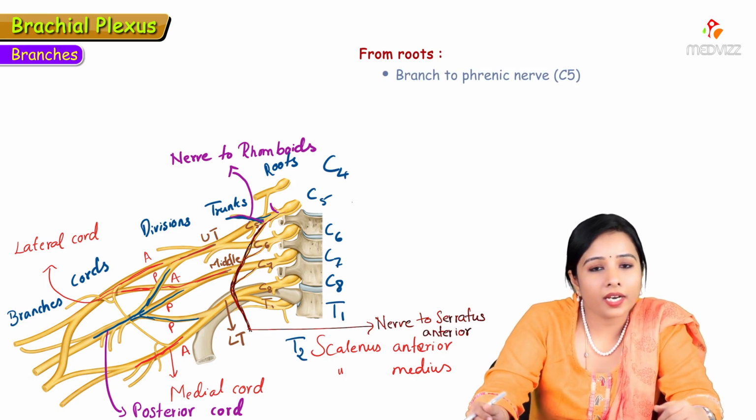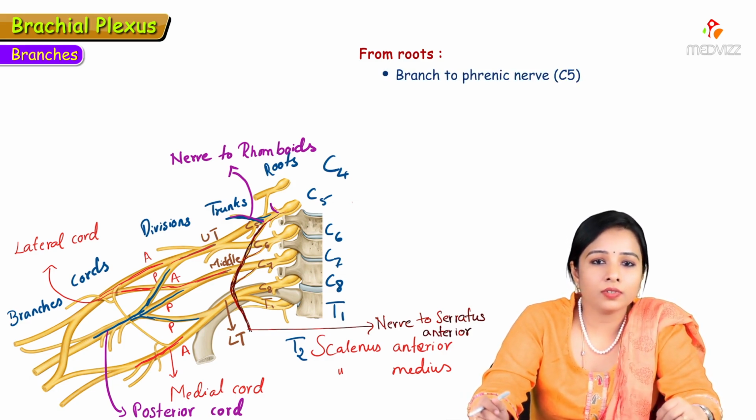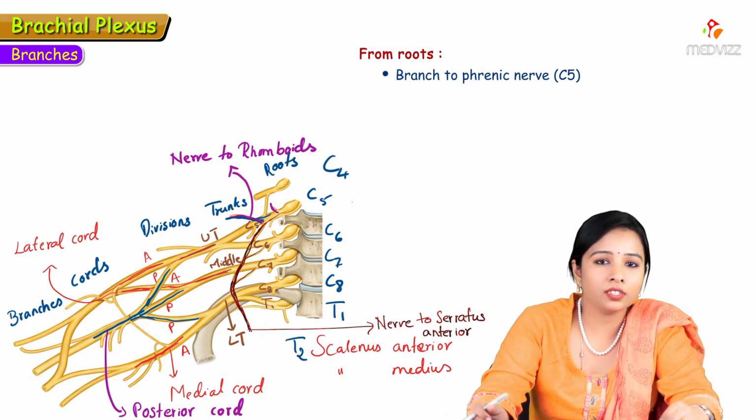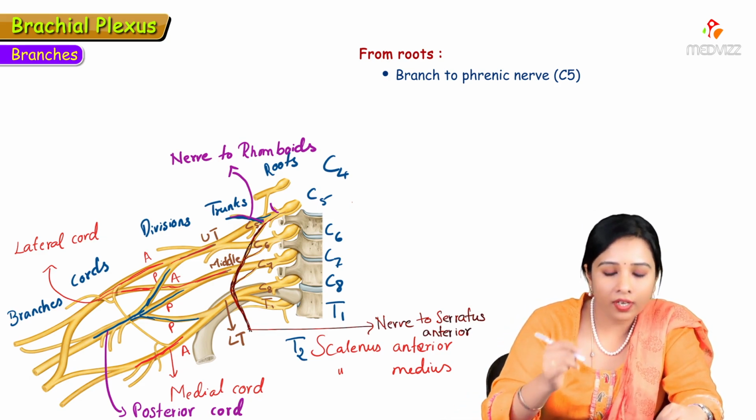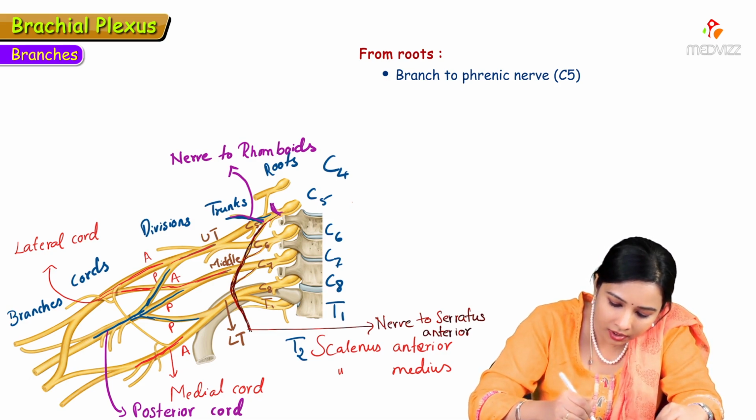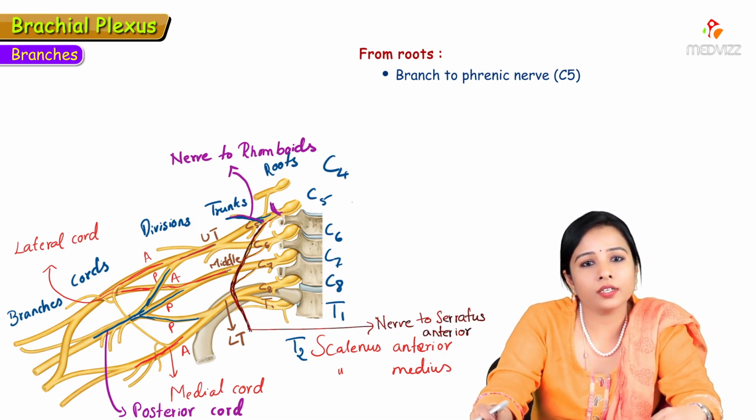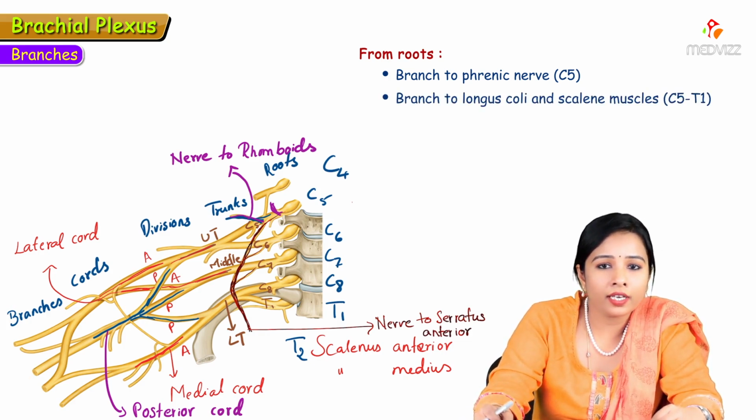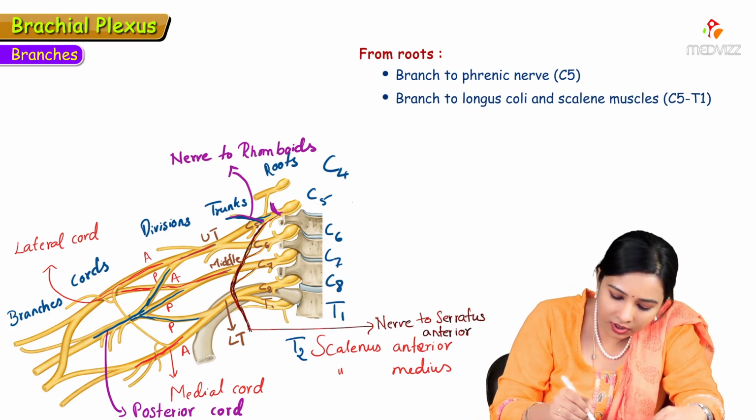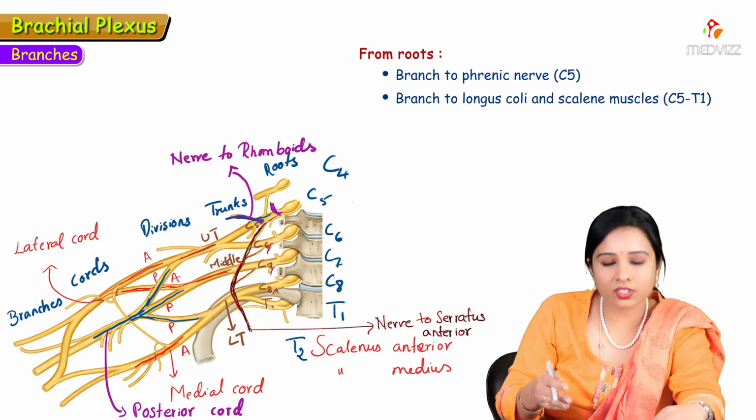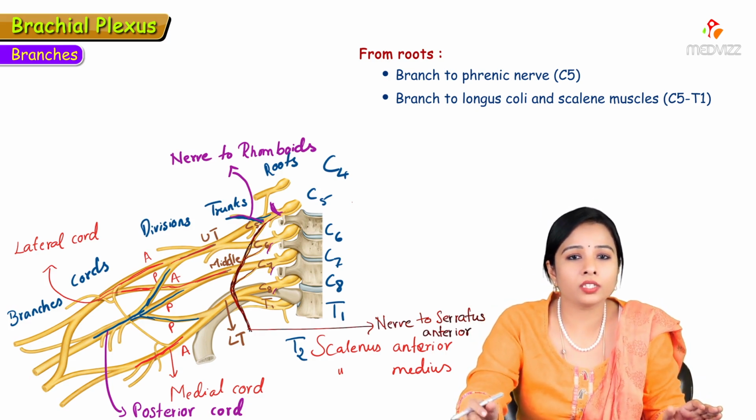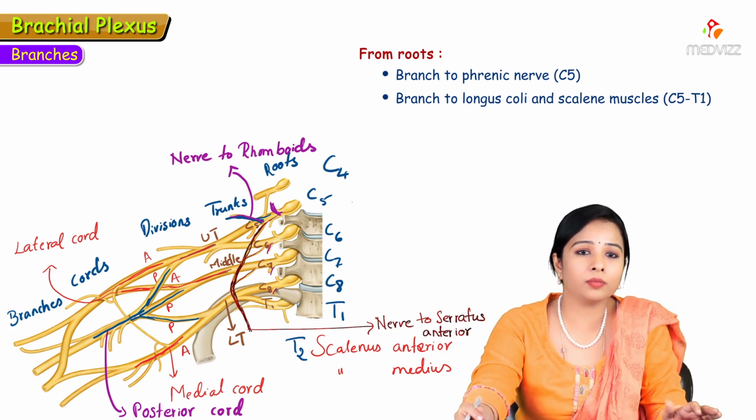So next about the branch to phrenic. Phrenic nerve is the nerve which supplies the diaphragm and it has the root value of C3, C4, C5. So the C5 root which arises from here, this is the branch to the phrenic nerve. And branches to longus colli and scalene muscles arise directly from the roots of C5, C6, C7. So you can see all these small twigs which are arising from the C5, C6, C7, C8 and T1. All the roots will give rise to branches to longus colli and scalene muscles.